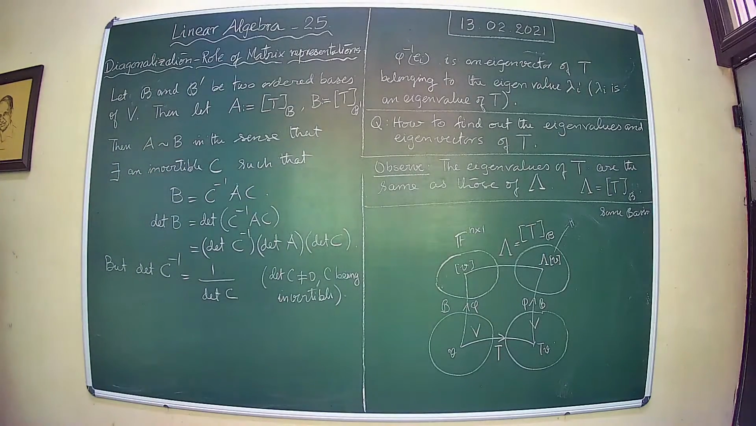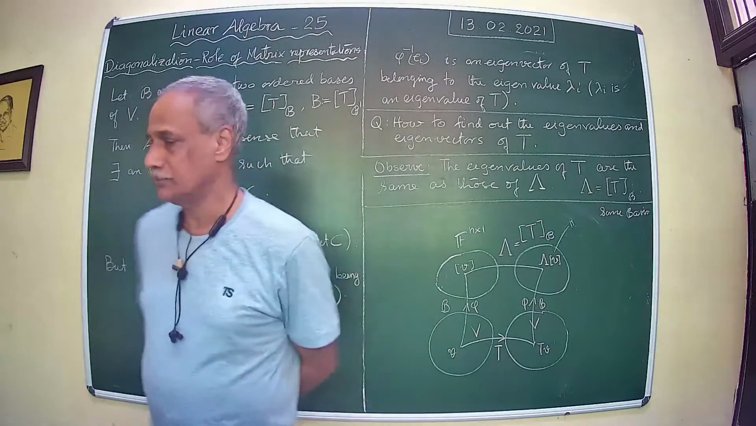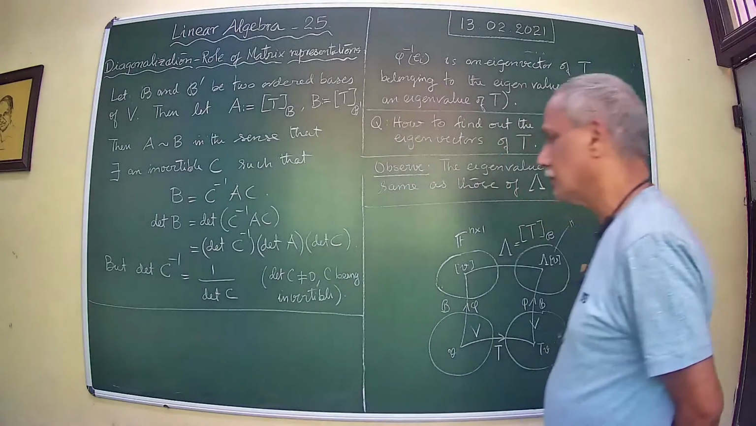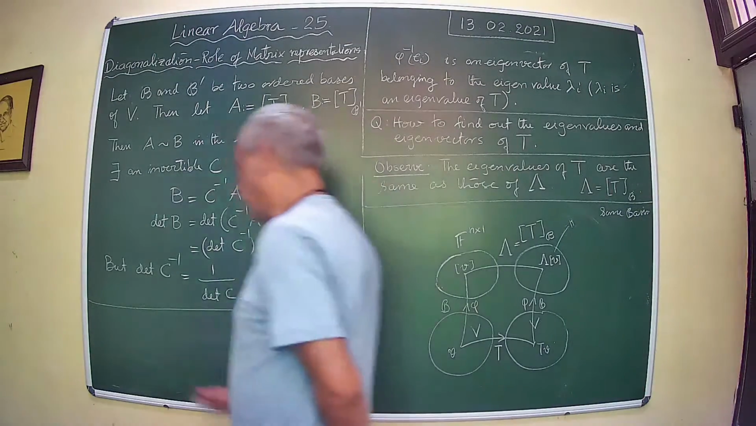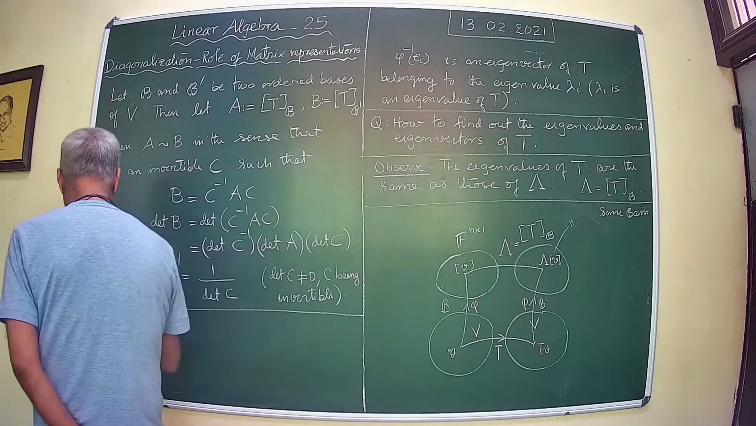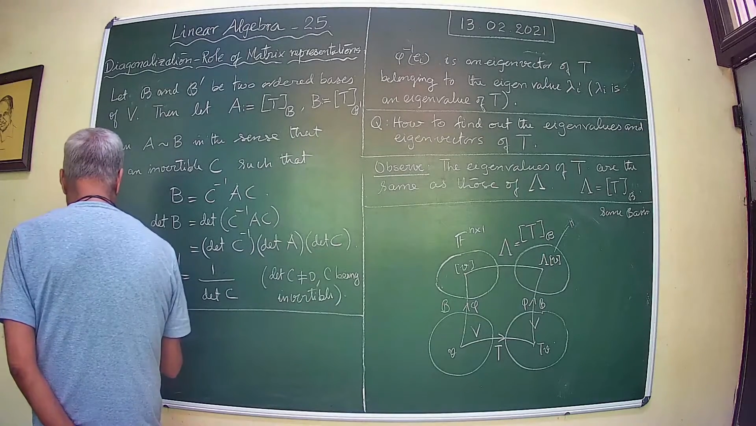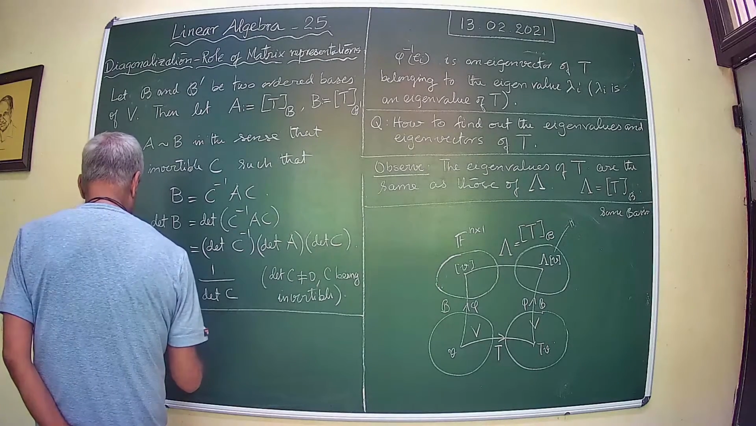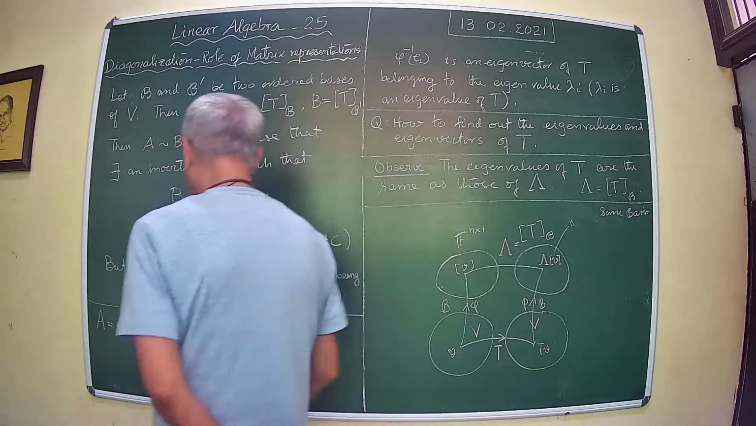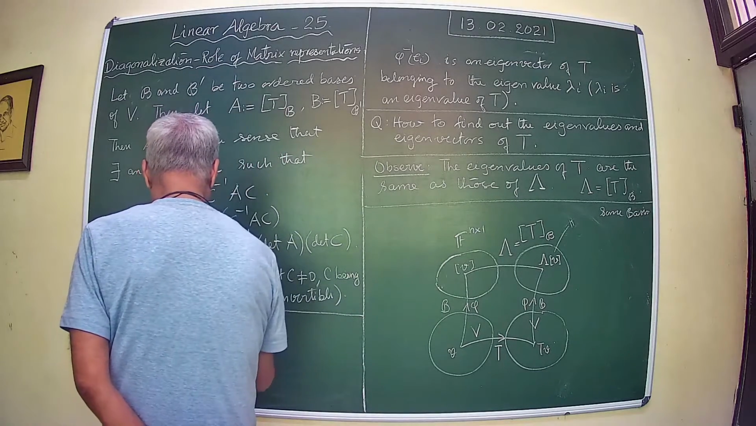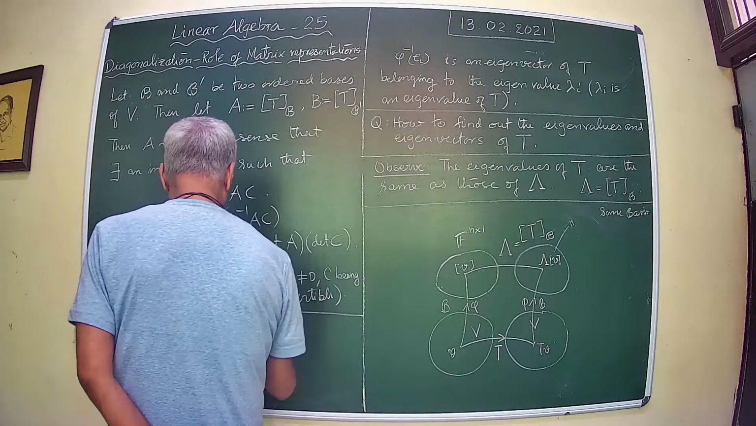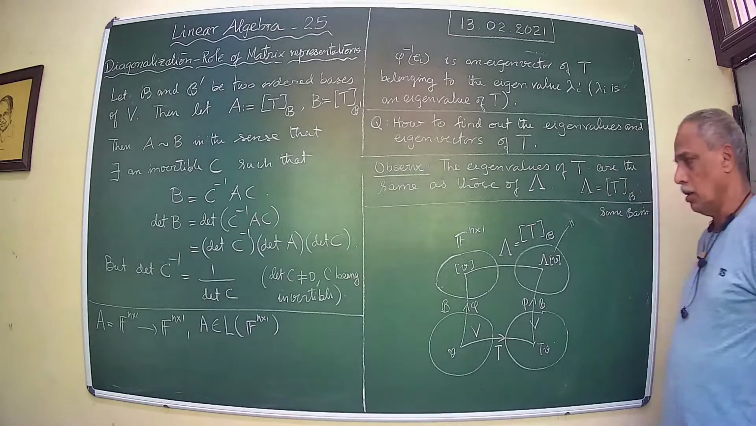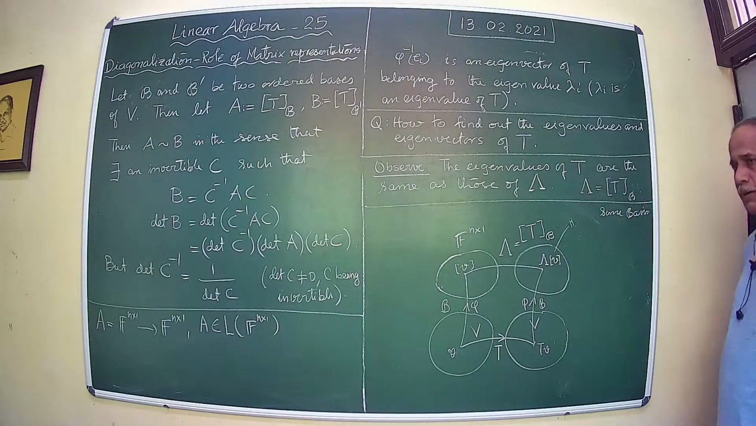Okay. Now we have made some observation. What are the eigenvalues and eigenvectors of A? See, A is a linear map from F n cross 1 to F n cross 1. That is, A belongs to the linear map.